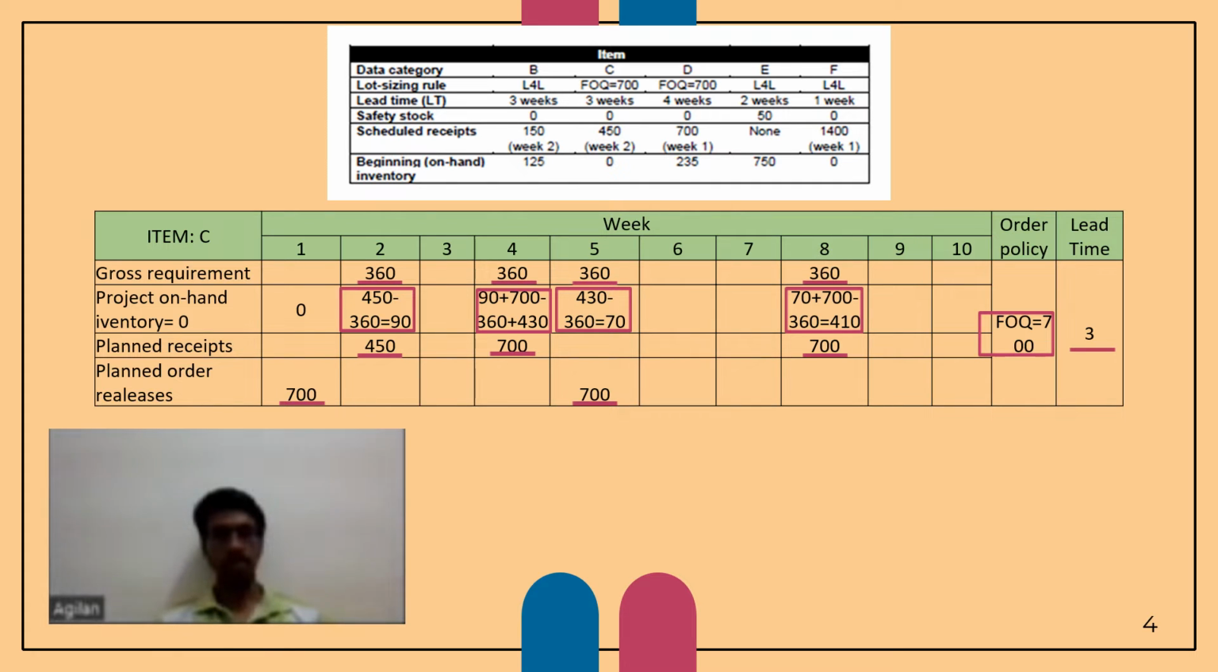Next we will move on to the planned order releases, which is 700. And then in week 2, it is given 360 as the total production. Since it is 360, we have to use 450 from the planned receipts, which is the scheduled receipt for item C, 450 given on the table. So use it, minus 360, we will get 90. Since it is less, we have to subtract it.